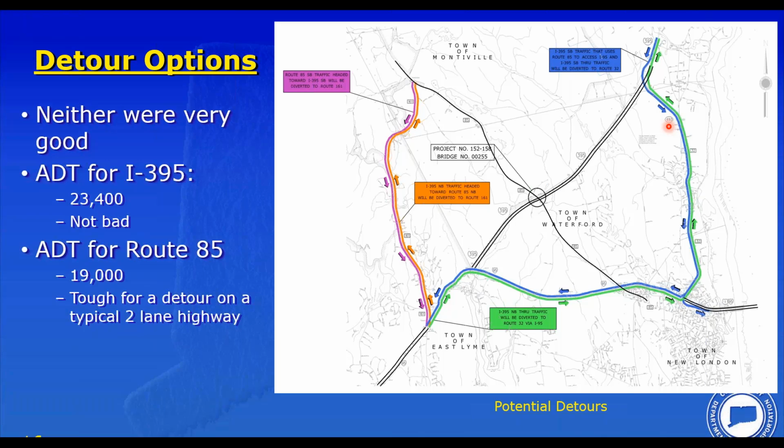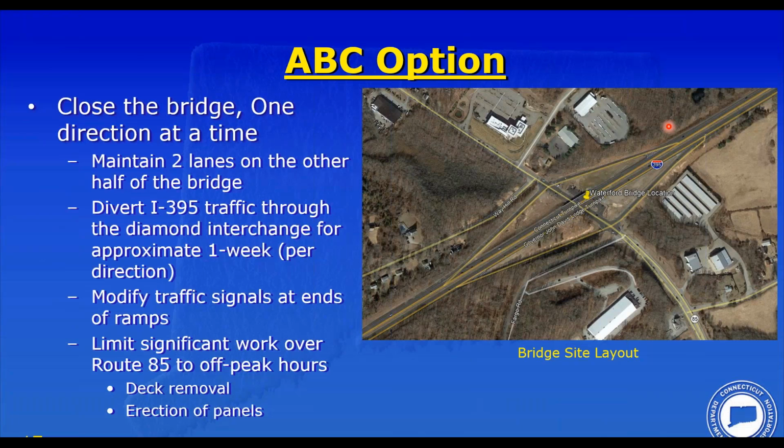ADT on 395 was 23,400, which is really not that bad for a limited access highway. That will play into our decision making later. ADT for Route 85 was very high for a 2-lane road at 19,000, which will also play into our decision process later. It is a tough detour for a 2-lane road to push that many vehicles through a 2-lane detour over a significant distance. So let's look a little more deeper.